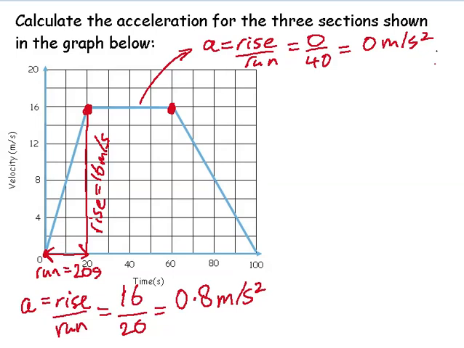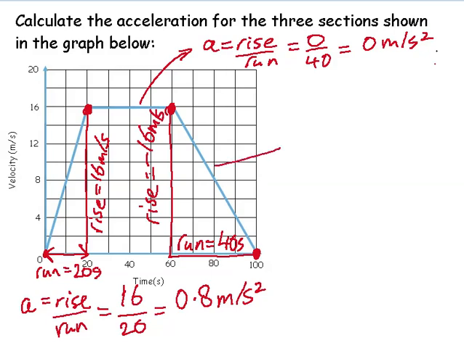Next section is a little trickier, but do the same thing. Make a right angle triangle from start to finish. The run here goes from 60 to 100, so it's increased by 40 seconds. The rise from start here, 16, to finish 0, it doesn't rise at all. It really sinks by 16, so we need to put in a minus 16 meters per second.